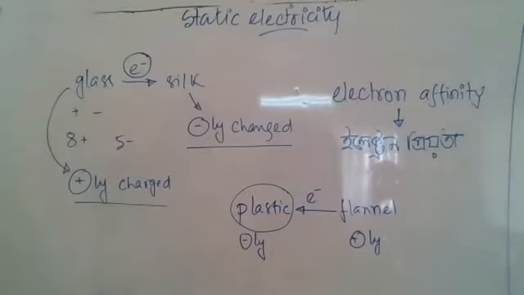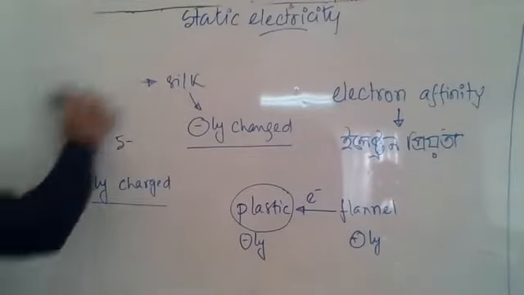This has been explained through a figure, that is figure 10.02 in the book. If you look at the figure, you will see that the silk has become negatively charged and the glass has become positively charged. And in the case of plastic and flannel, flannel is positively charged and plastic is negatively charged. Okay, I think it is clear now.